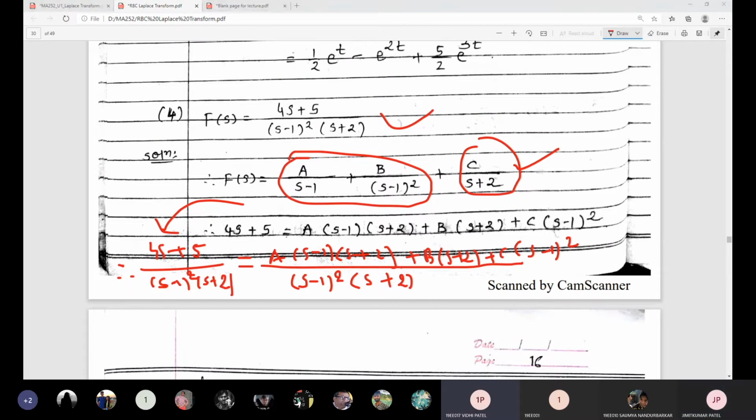S + 2 equal to 0, s is equal to -2. Means only Vidhi is studying it. Rest of the students are not studying. Am I right? If you study, then say something. No problem.